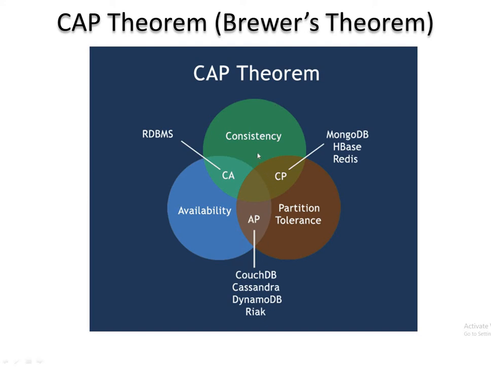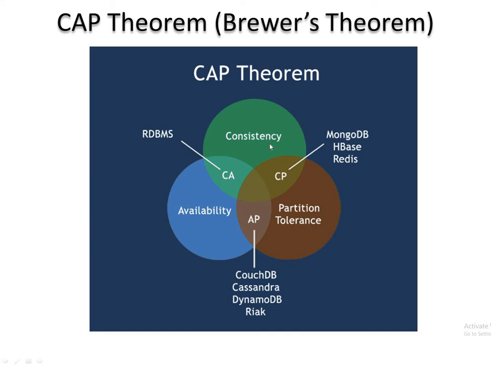First, let's see what consistency is. Consistency means that after performing an update operation, all users see the same data. Availability means the system is always available irrespective of the failure of any node. And partition tolerance means the system remains functional when the system is split.